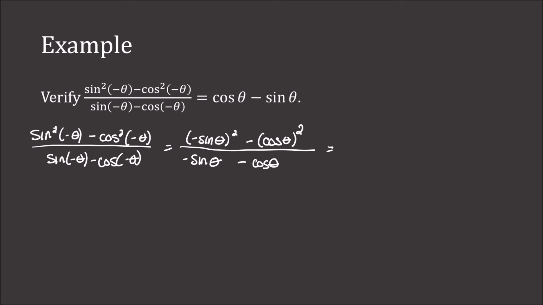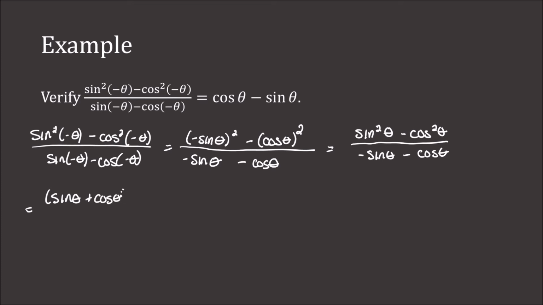Now, the numerator doesn't really change because it's being squared, so we're still left with sine squared. Now it's sine squared theta minus cosine squared theta over negative sine of theta minus cosine of theta. Now we're going to take two steps here. We're going to factor the numerator. This is a difference of two squares. So that becomes sine of theta plus cosine of theta times sine of theta minus cosine of theta.